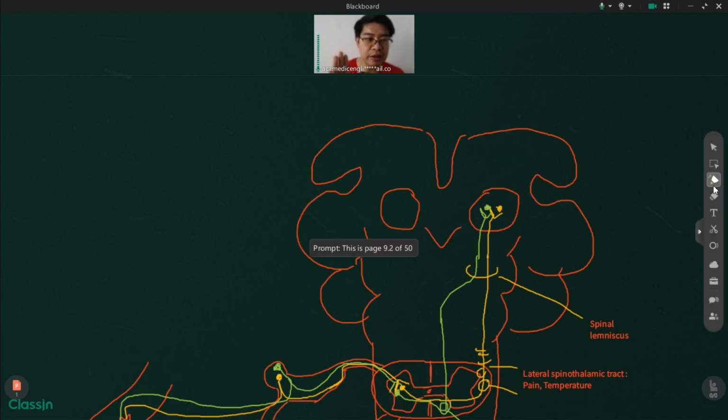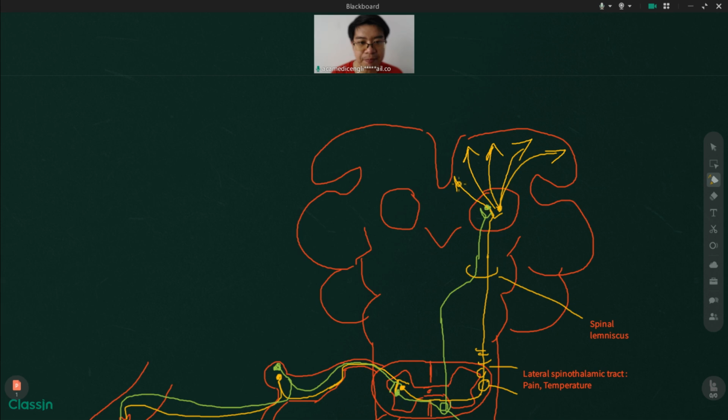The third order neuron is going to go from the thalamus to the somatosensory cortex. So it will go to the cortex like that. Okay, it will go to the cortex like that. And so will this green neuron.